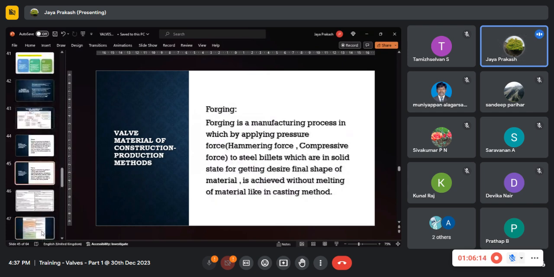Next is forging. Forging is another manufacturing process in which pressure, hammering force, or compressive force is applied to steel billets, which are in solid state, to achieve the desired final shape without melting. This forging is achieved without any melting, only by hammering and compressing the billets. So it is achieved without any melting process, and this is a stronger material than casting.